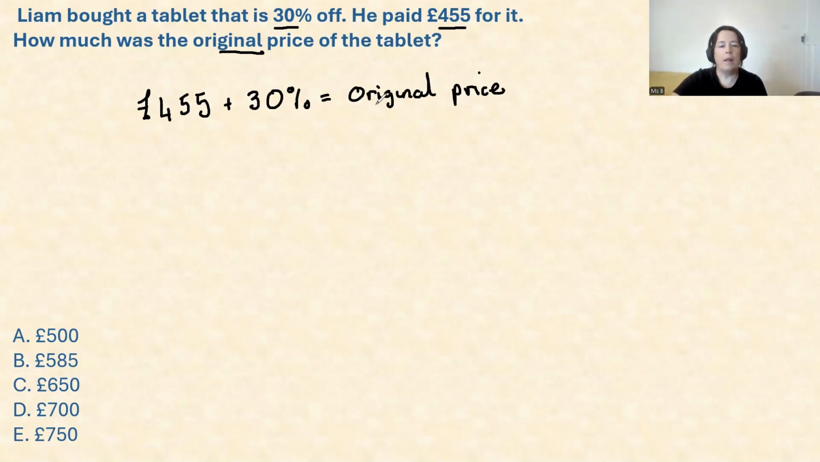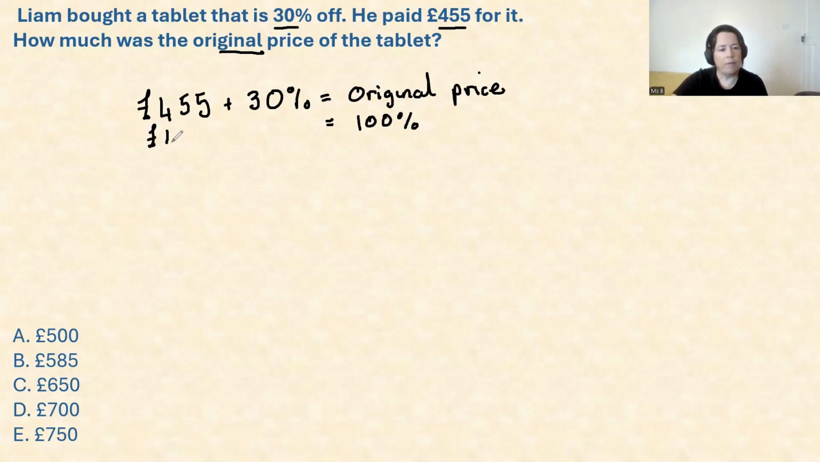Because Liam didn't pay the original price, he got 30% taken off it, and he paid £455. If we put the 30% back on to the £455, we get the original price. How much was this original price? Well, in percentages, we know that the original price would be 100%.